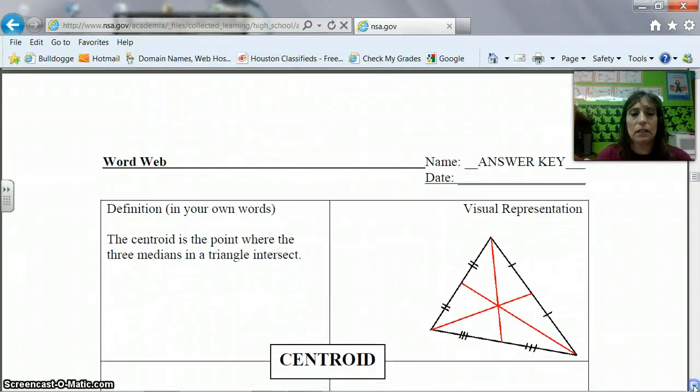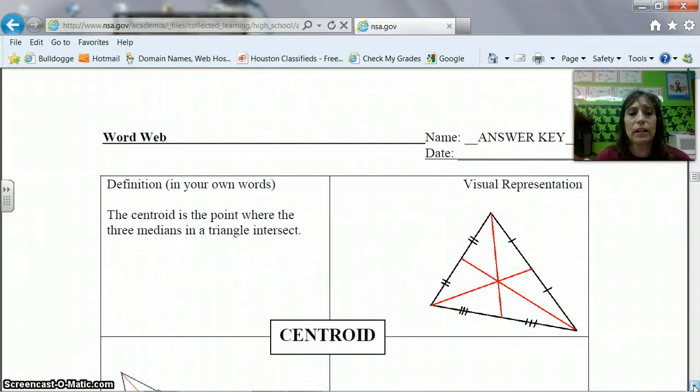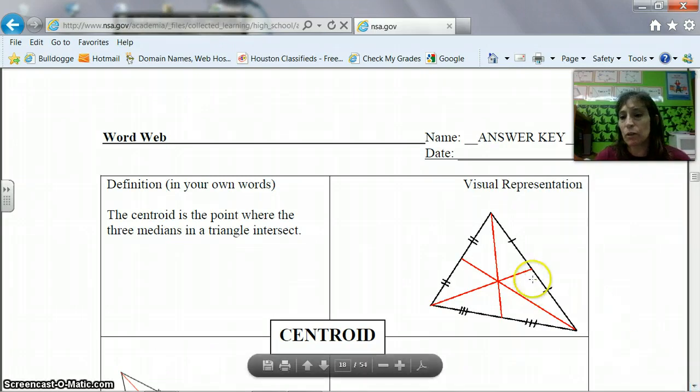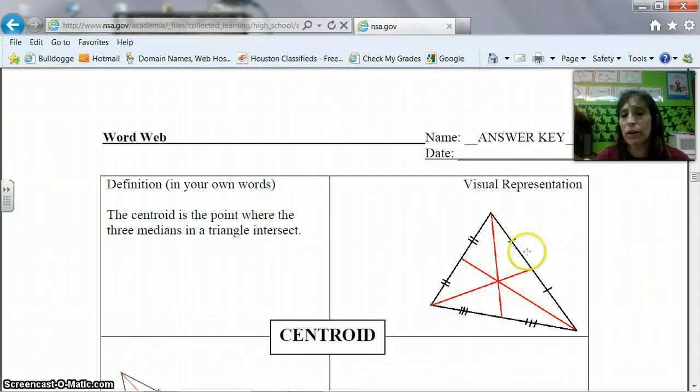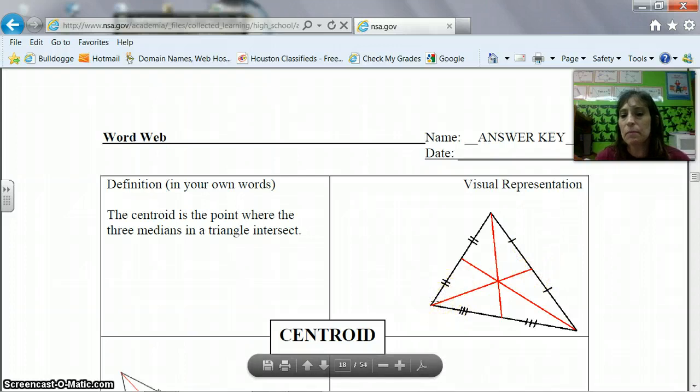All right. The next one is the centroid. The centroid is the point where the three medians in a triangle intersect. Okay, so you've got your midpoint, it hits the midpoint, so both on the top and bottom of where the midpoint is, they're equal sides, and it goes through the vertex. Okay?